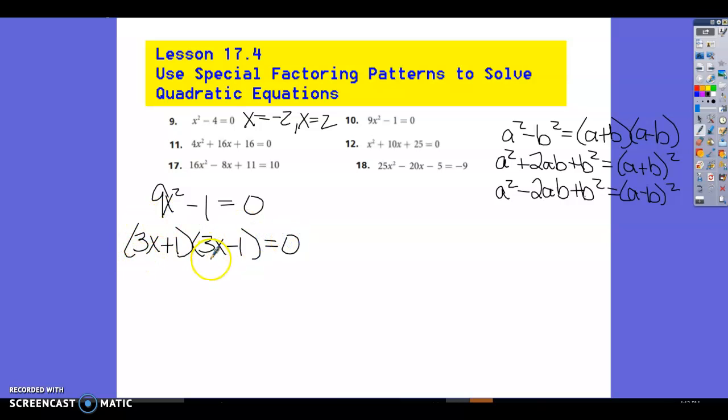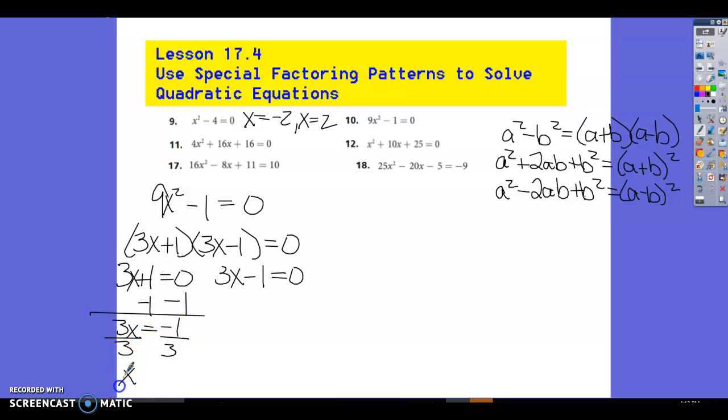Again, remember, 3x times 3x is 9x squared. Minus 3x plus 3x cancel your middle terms. 1 times -1 gives you the -1 on the end. So just a quick check, never hurts. All right, set each binomial equal to 0. Subtract 1. 3x equals -1, divided by 3, which is -1/3.